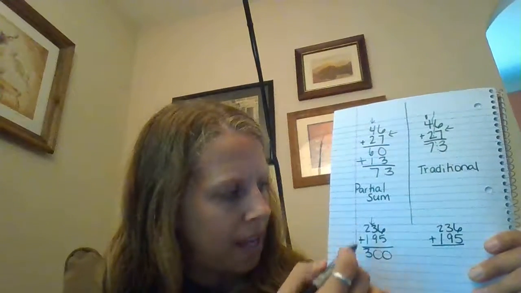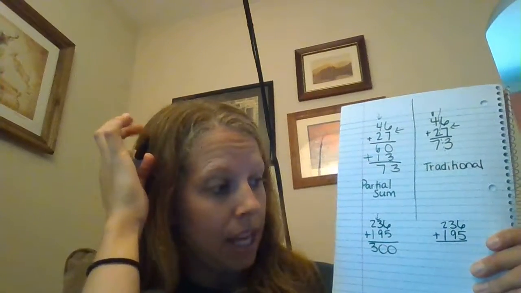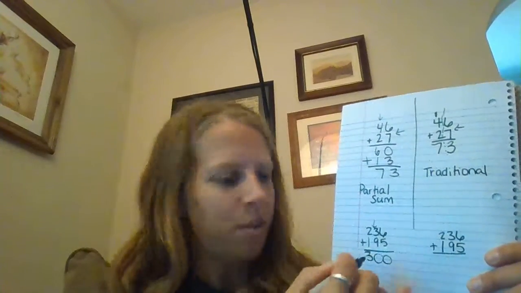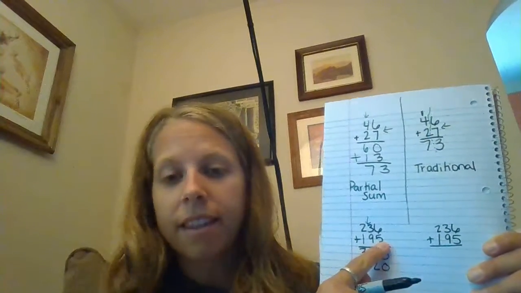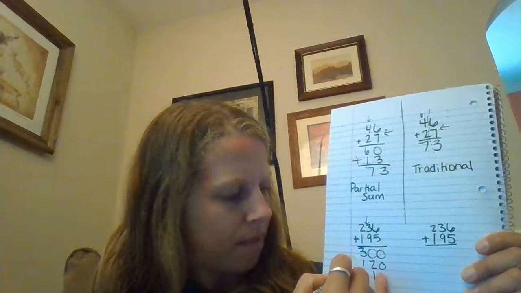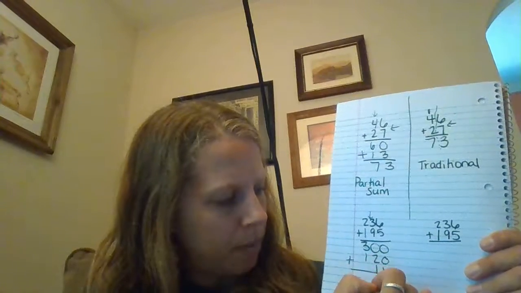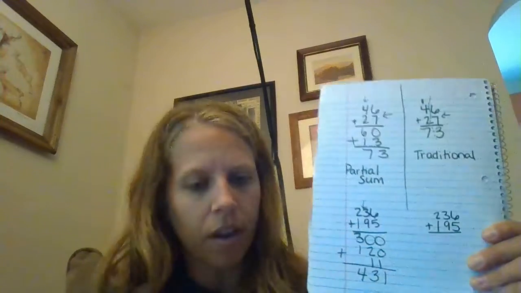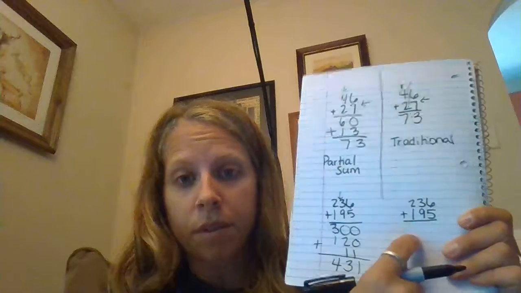Then I'm going to go to my tens, and 30 plus 90. And 30 plus 90, everybody, is 120. And then last I'm going to go to ones. 6 plus 5. And 6 plus 5 is 11. Now that I have my partials, I can put them all together. 0, 0, and 1 is 1. 0, 2, and 1 is 3. And 3 plus 1 is 4. So I got 431.